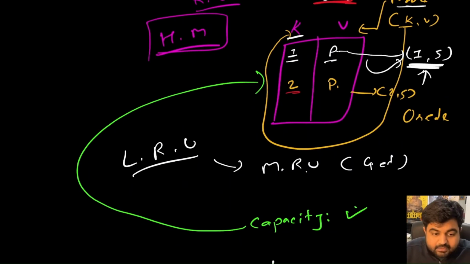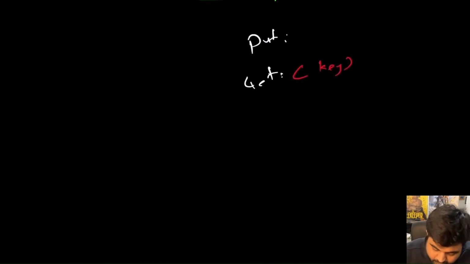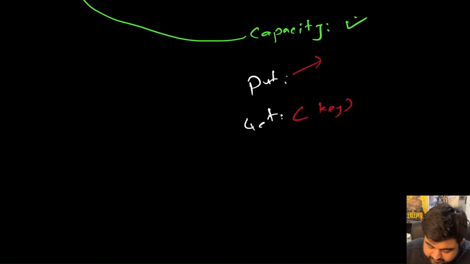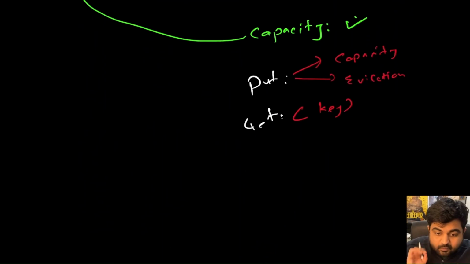But the problem is, for the put operation, when we run out of capacity, then in that scenario we will have to do an eviction. For this eviction, we need to keep track of what was the least recently used element that we came up with.